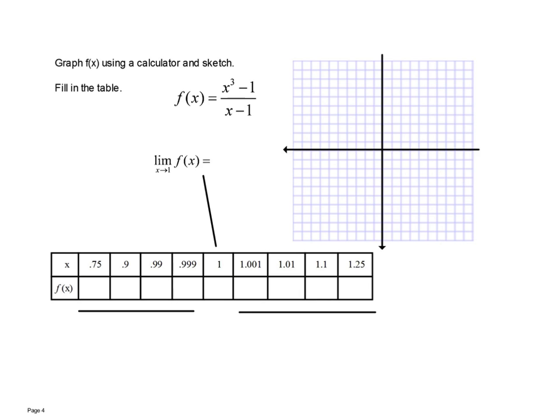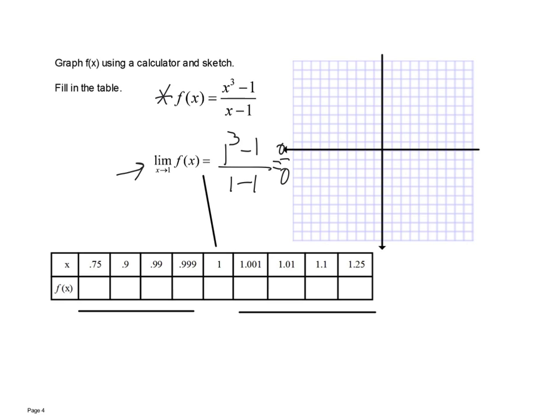All right, so for instance, this is a limit as x gets close to 1 of the function f of x. Well, let's look at f of x right now. If I put in 1, I get 1 cubed minus 1 over 1 minus 1. Well, what does that give you? 0 over 0. We have an issue. We cannot divide by 0.